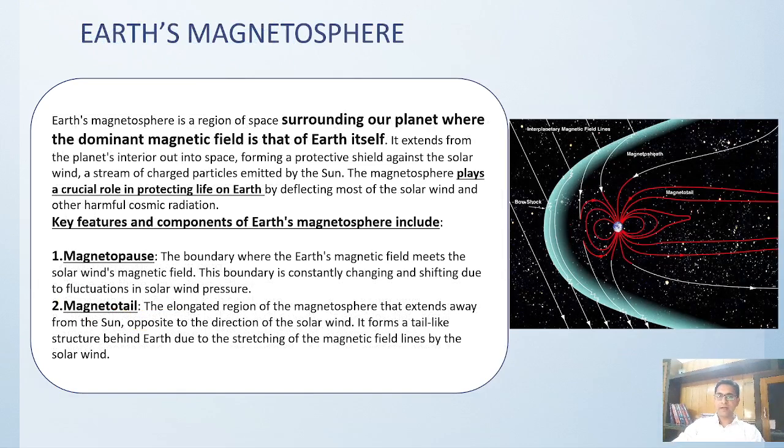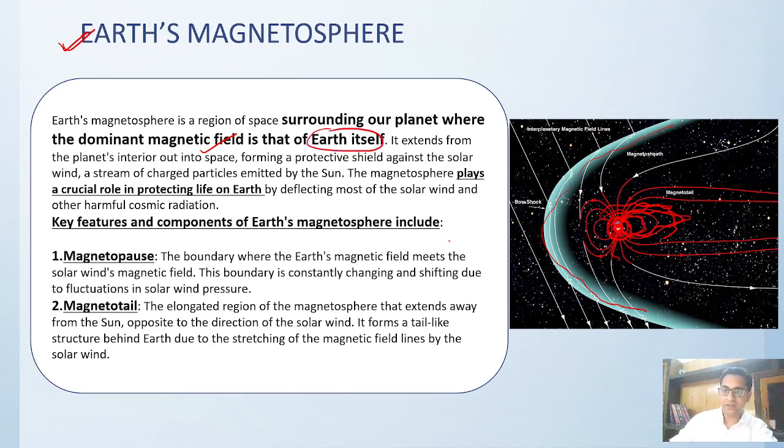So if you see over here, now we will be talking on the topic of Earth's magnetosphere. You can see Earth's magnetosphere is spread like this. Can you see here? And here you can see Earth's magnetosphere. This magnetosphere is being created by the earth's core. Earth's magnetosphere is a region surrounding our planet where the dominant magnetic field is that of the earth itself.